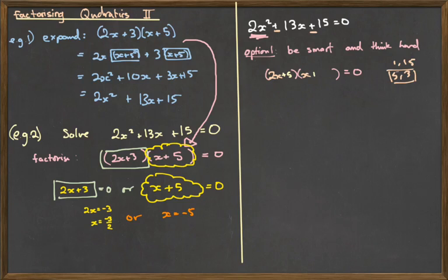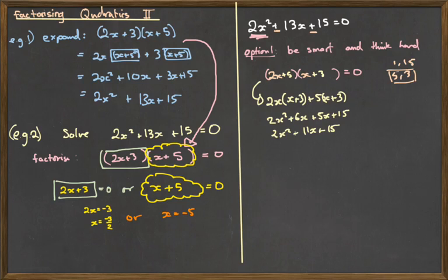If we tried it as 2x plus 5 and x plus 3, if we were to check this by expanding using the box method, 2x times by x plus 3 plus 5 times by x plus 3, and this is 2x squared plus 6x plus 5x plus 15, we would see that we wouldn't get the original question. So this would be wrong.